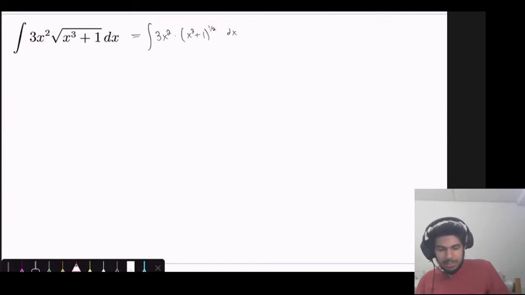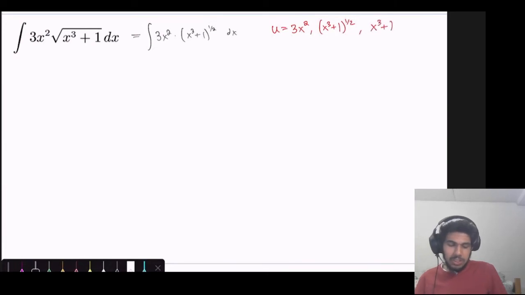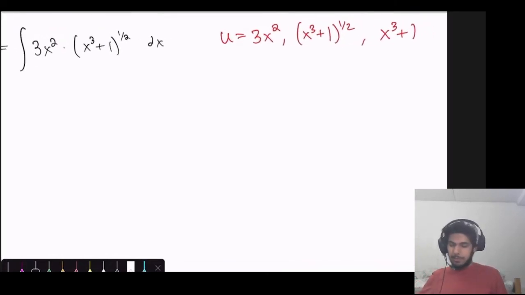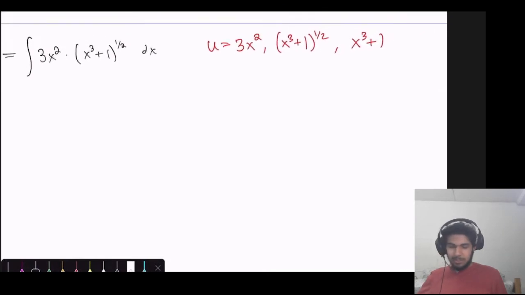So what are some possible u's that we could choose from? Remember, we want it to appear in here, so let's just think of a couple of ideas. We could have 3x squared. We could have x cubed plus 1 to the 1/2 power. We could have x cubed plus 1. So these are just some ideas we could have. Let's take a brief moment to figure out which one of these will be good.